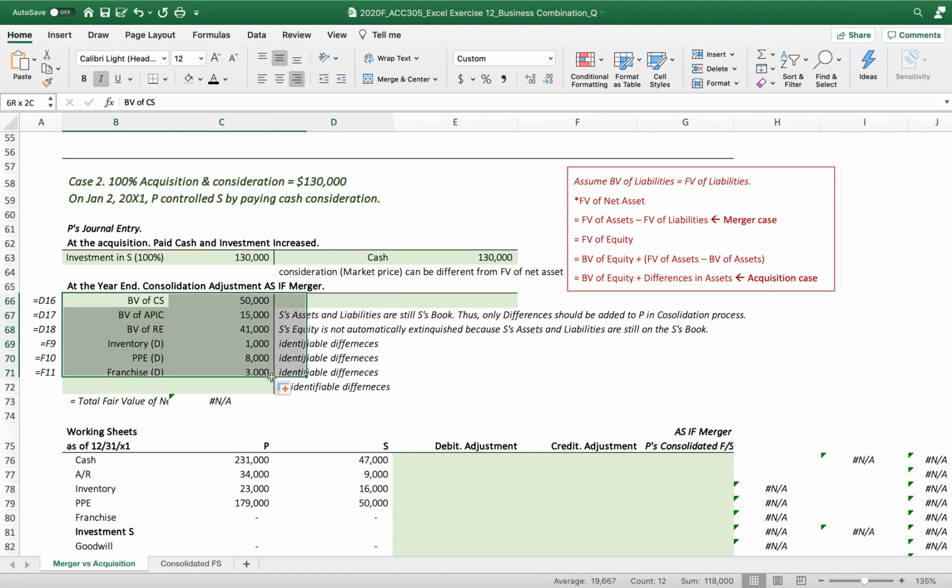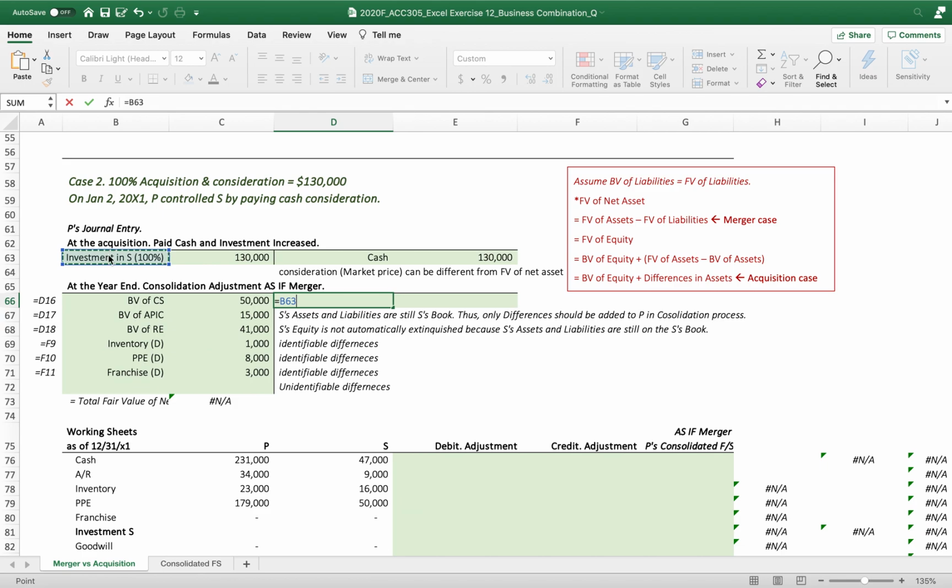The sum of this is what? What is this sum? Right, that is the fair value of net asset. Okay, book value of equity plus the fair value of asset minus the book value of asset, that is the differences. That is the fair value of net asset. Okay, you have to remember this. And then what else?